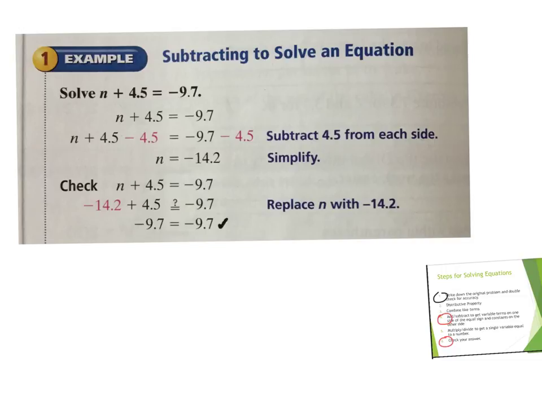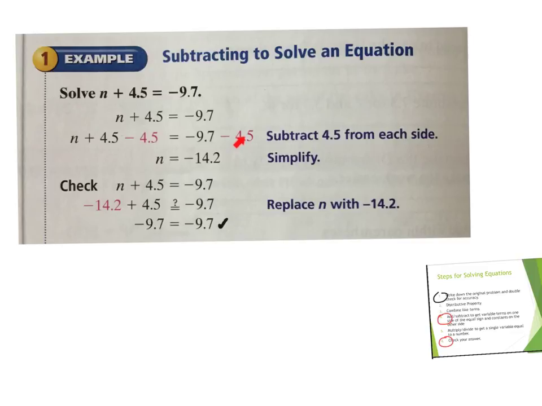The example we have in front of us, first off, is solve this. So n plus 4.5 equals negative 9.7. Now, if that was just 4, you'd go, oh, I'm going to subtract 4. Same thing with decimals. So subtract the 4.5 from both sides. Subtract the 4.5 from both sides.